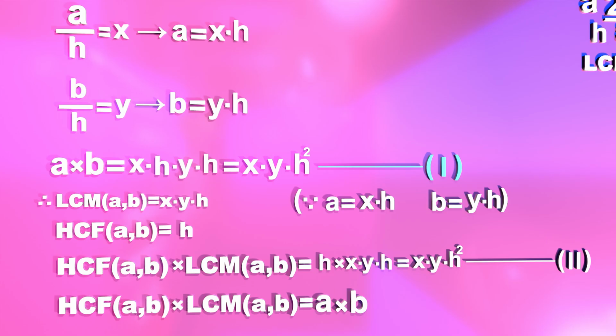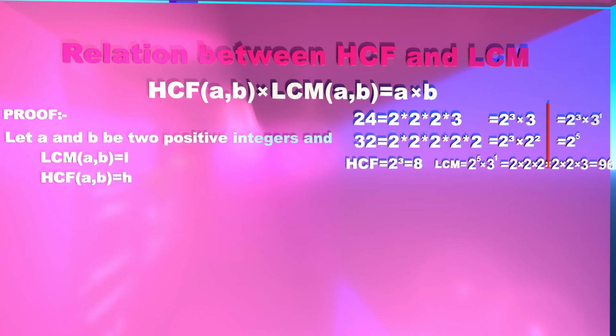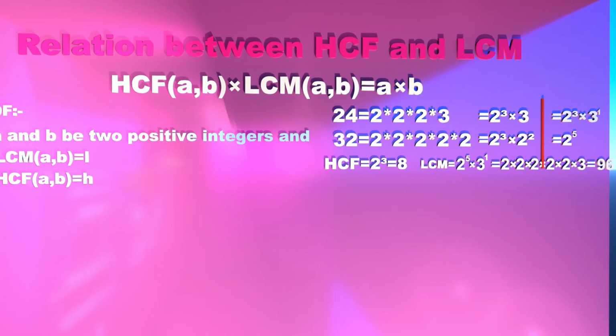Let's see how. Let's assume A and B are two positive integers, and HCF is H and LCM is L. Let's assume 24 is A and 32 is B. Their HCF is 8 and LCM is 96. Now we are going to do something which is the key point to prove this theorem. Means if you understand this step, you can prove this theorem easily.